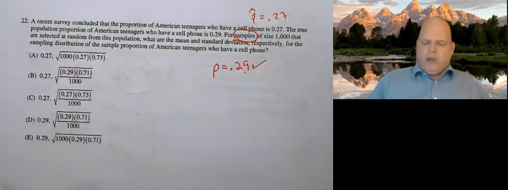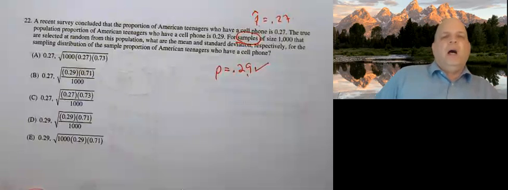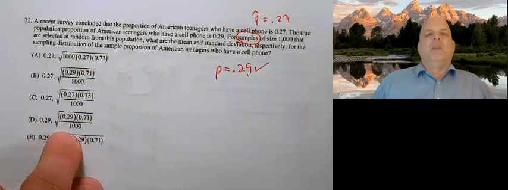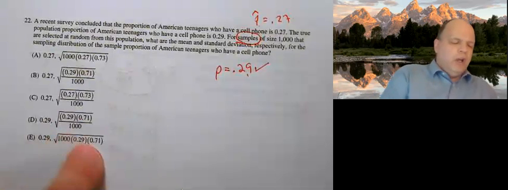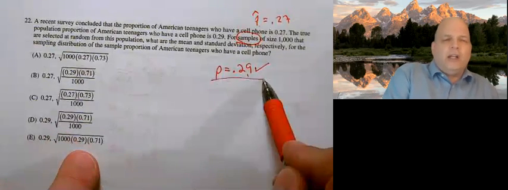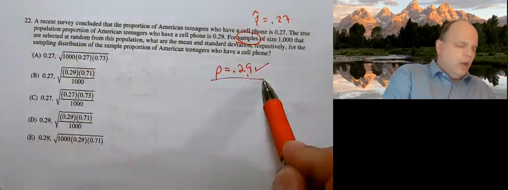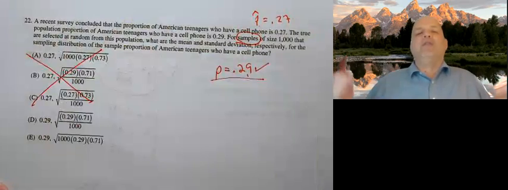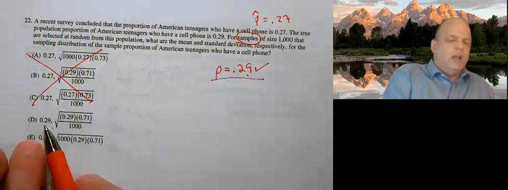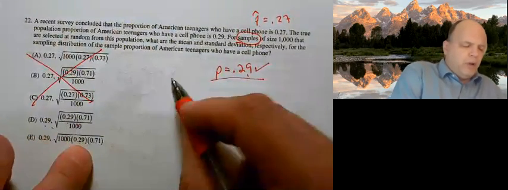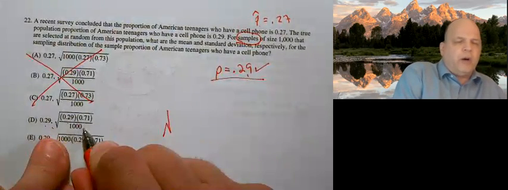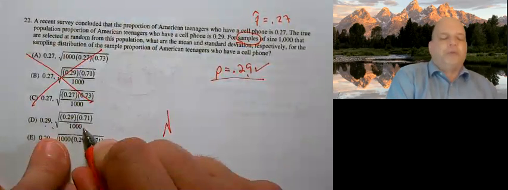So in this case, then they ask, what are the mean and standard deviation? So they're telling us this is going to be the center. So that tells us right now we're getting rid of the 0.27. If we do the average of all of them, we're going to get 29%. And remember, this right here is my standard error when we're talking about multiple samples.